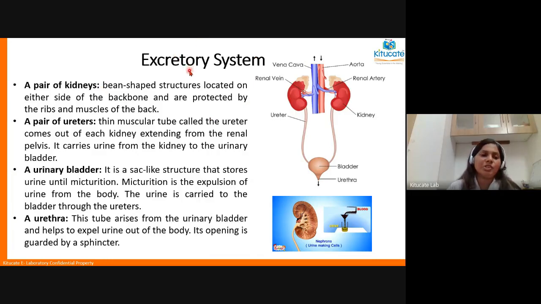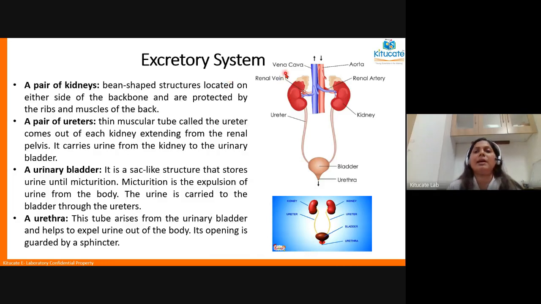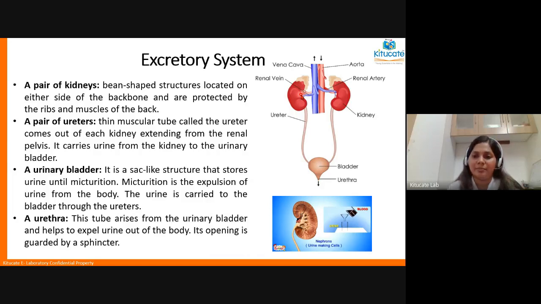Now, excretion happens majorly through the excretory system, but our skin also helps in excretion, right? When we sweat, it is excretion. So skin is also an excretory organ.